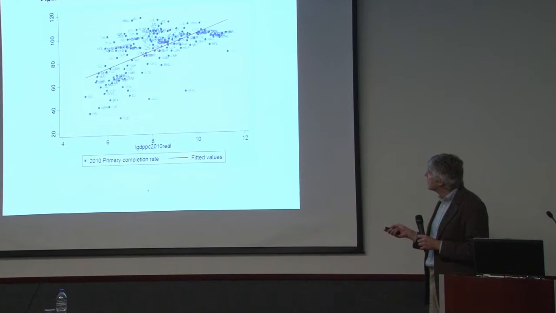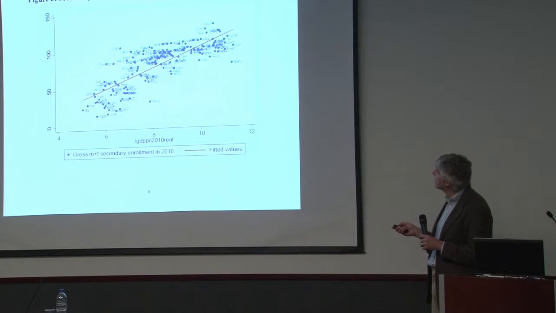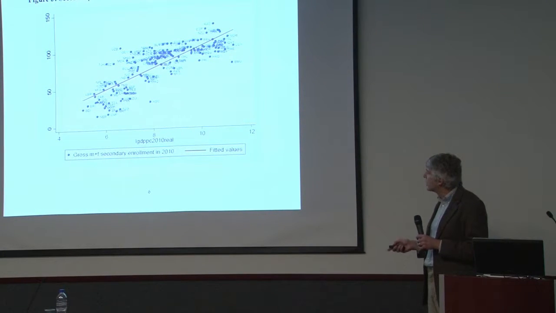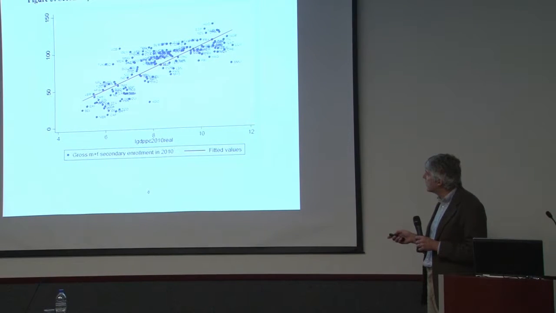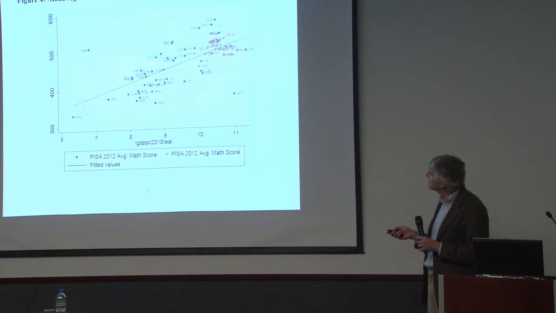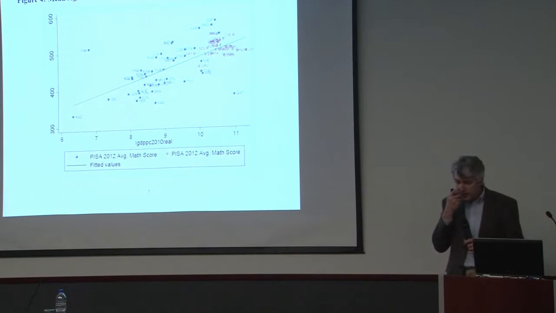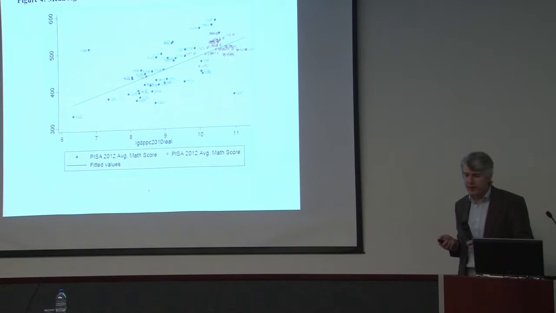Okay, so let me show you another slide. This is secondary enrollment, gross enrollment rates. Here, again, higher income countries have higher enrollment rates, but in most regions of the world, the exception being sub-Saharan Africa, they're close to 100%. So we're getting kids into school, but what are they learning? And this can be a sore point.